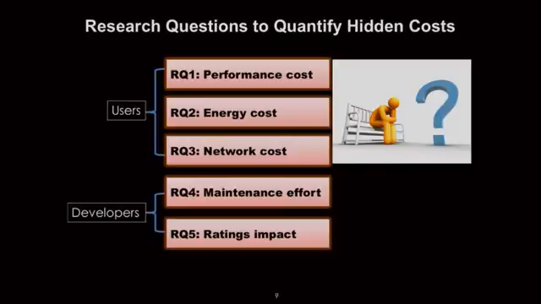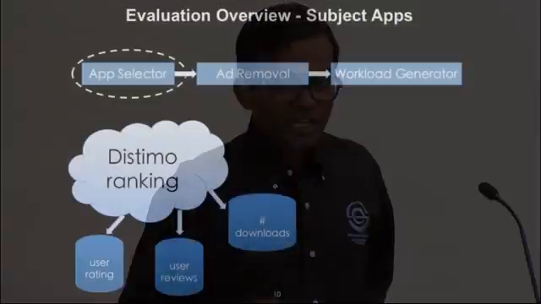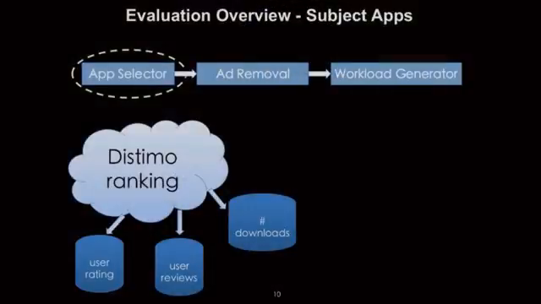Having identified all of these kinds of hidden costs, we came up with 5 research questions to quantify each of them, 3 of which are for the end users and 2 of which are for the developers. In order to do this, we carried out a case study, like all good software engineering studies should. I'll give an overview of what we did in our case study.